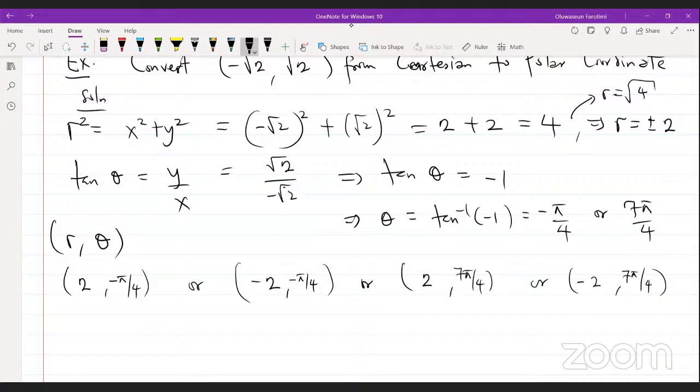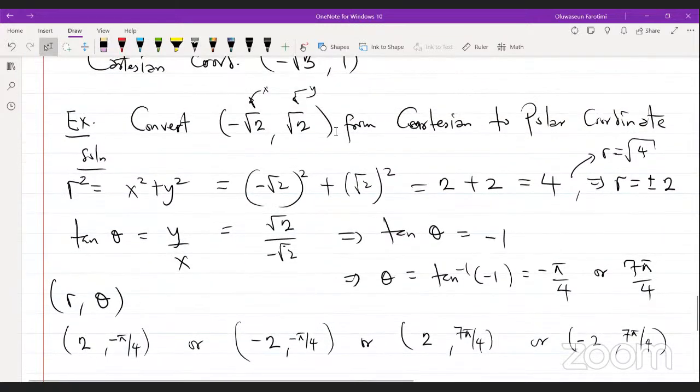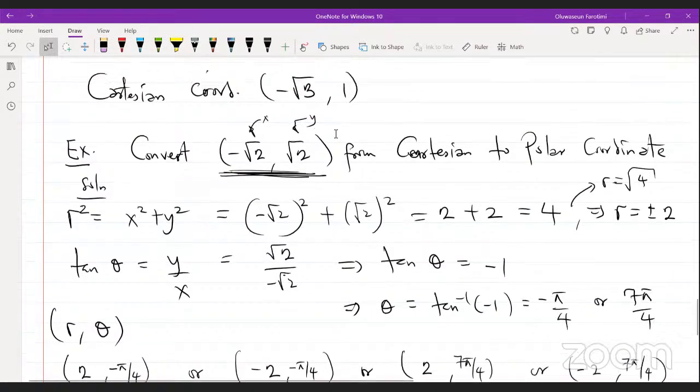So now, which of these are correct? That's what we need to think about. How do we know what is correct? How do we know the correct one and the incorrect one? Now, how do we do that? We'll go back to this guy. In what quadrant does this guy lie? That's the next thing we're going to answer, right?